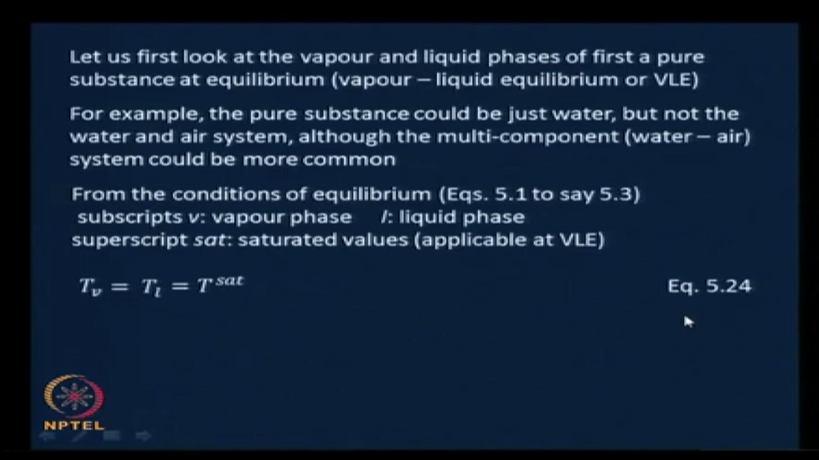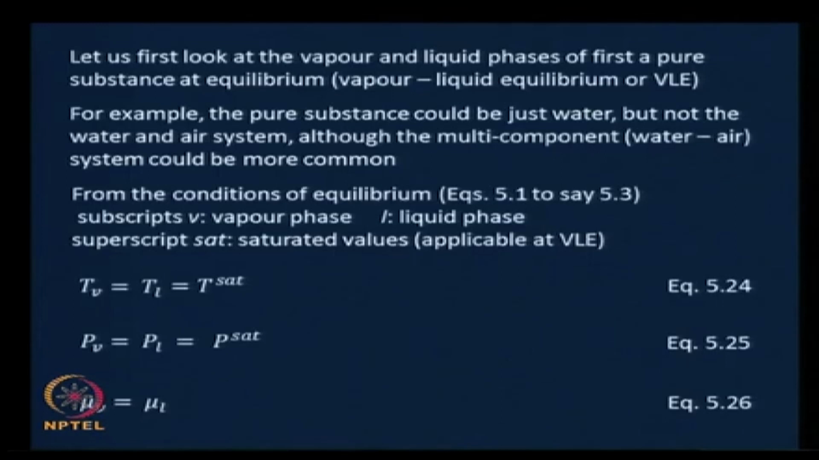This is equation 5.24, and the pressure of the vapor phase, the second condition, must equal the pressure of the liquid phase, and say that is equal to P sat, equation 5.25. And the chemical potential, in this case only water is present, therefore the chemical potential of water in the vapor phase must equal the chemical potential of water in the liquid phase, and that is the only substance present in either the liquid phase or the vapor phase, there is no other substance present, and that is equation 5.26.